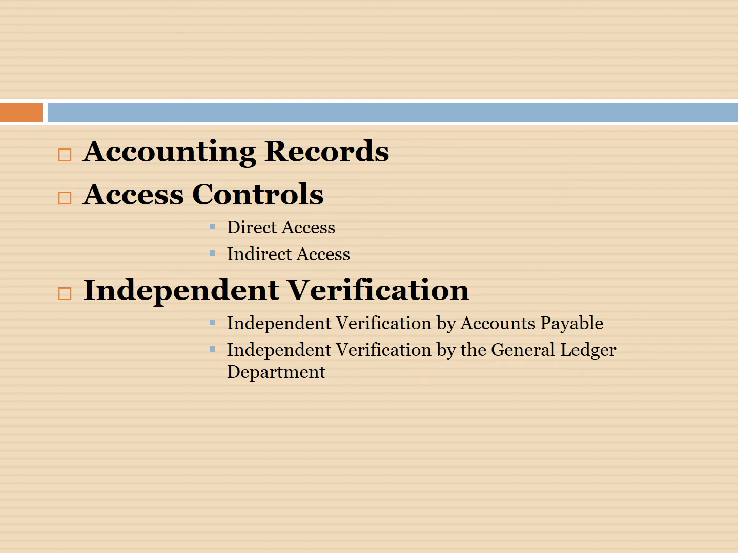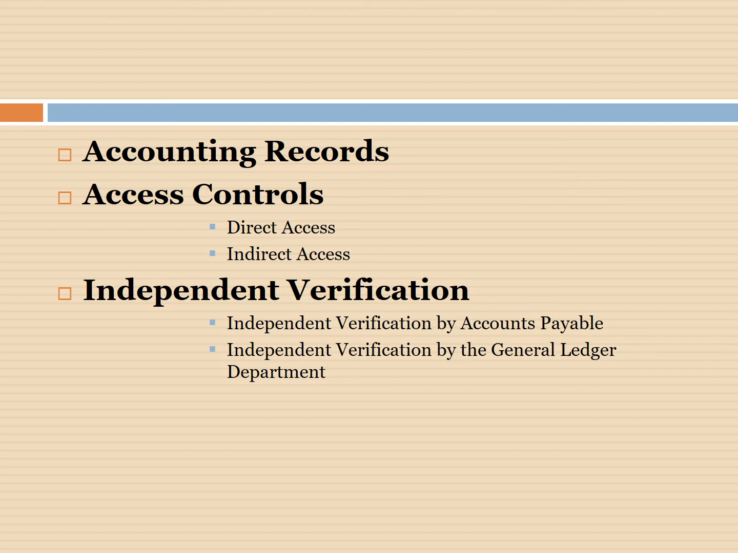The fifth one is access controls. There are two types of access, direct access and indirect access. Direct access includes locks, alarms, and restricted access to areas that contain inventories and cash, while for indirect access, a firm must limit access to documents that control its physical assets.